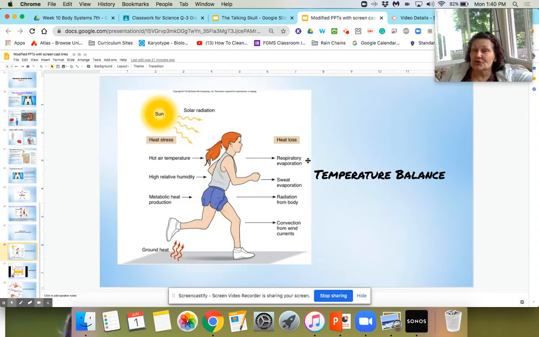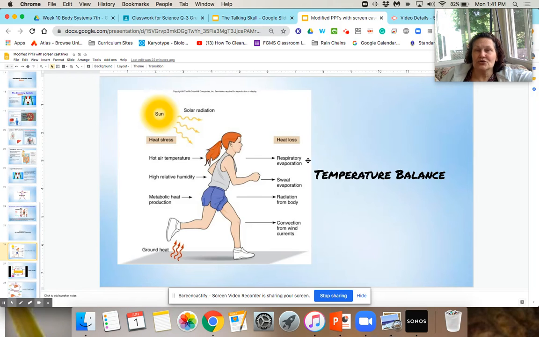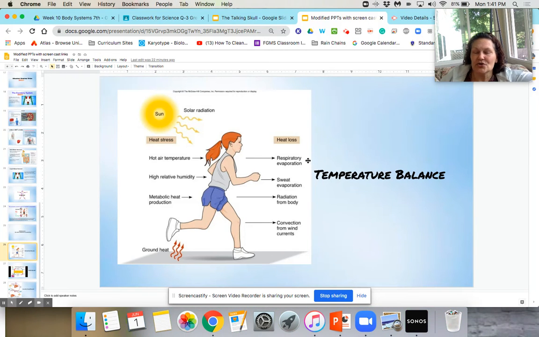Sweat evaporation. Sweat evaporation is when your body releases water, and water has what's called a high heat capacity. It can hold a lot of heat. And because it can hold a lot of heat, when you sweat, it almost pulls heat away from your body. So, sweating helps to cool your body. And some people have disorders where they don't sweat well, which means that they have a very difficult time maintaining the temperature in homeostasis. And so, radiation from your body, it's when you might not be sweating, but you can actually feel the heat radiating from your body.